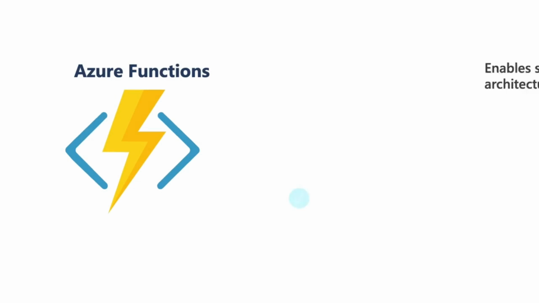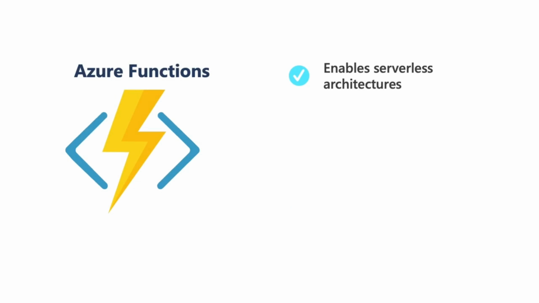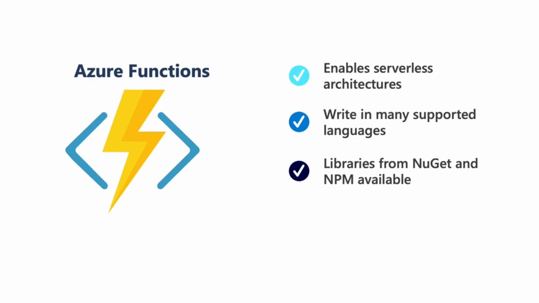Now let's look at Azure Functions. Azure Functions is a service that enables serverless architectures in Azure. You can write functions without worrying about the supporting infrastructure in many different languages, including C#, Java, JavaScript, PowerShell, and Python. You can also use libraries from NuGet and the Node Package Manager, or NPM, and authenticate users with the OAuth standard from providers such as Active Directory, Facebook, Google, and Microsoft Account.